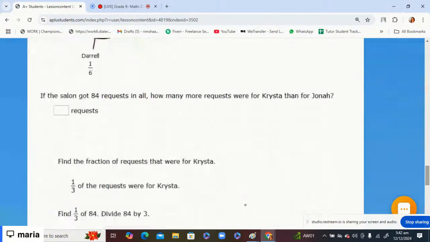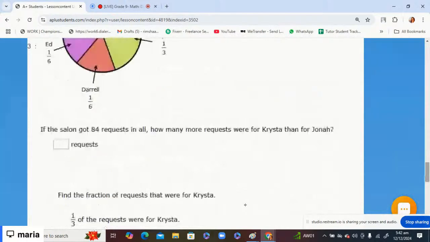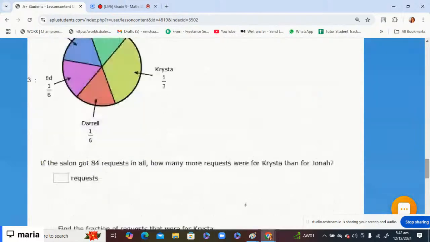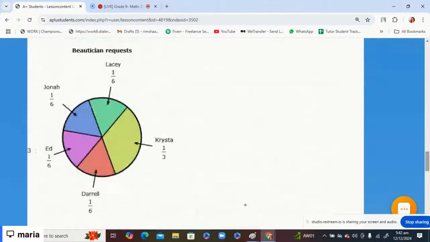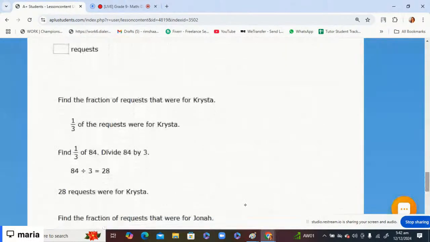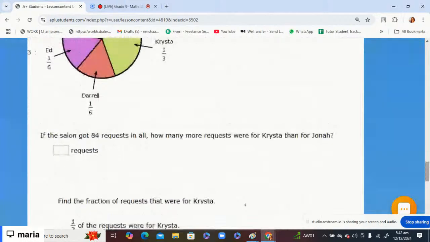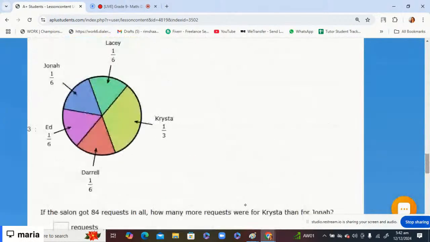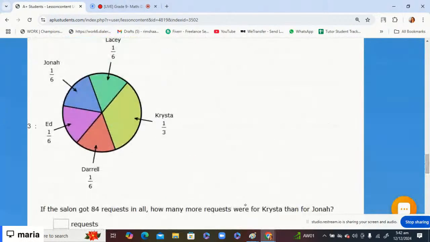If the salon had 84 requests in all, first of all, finding 1 by 6 of 84, 1 by 3 of 84, okay, all of it. Then how many more requests were for Krista than for Jonah? Just in these two, Krista and Jonah.